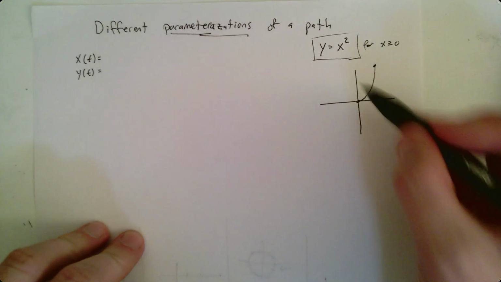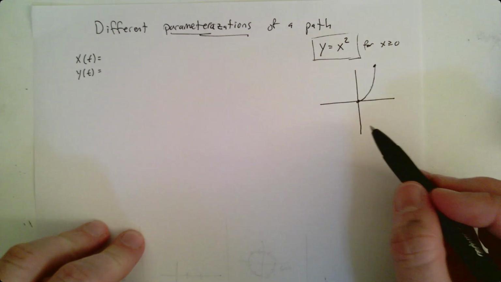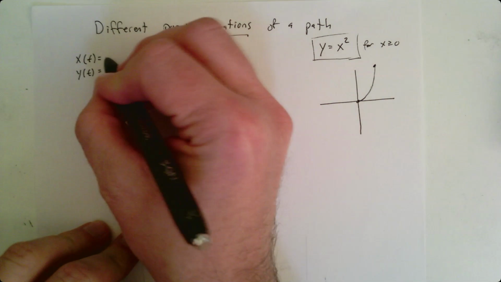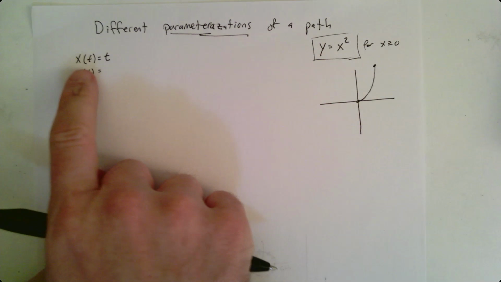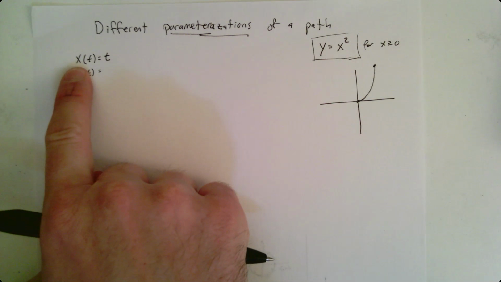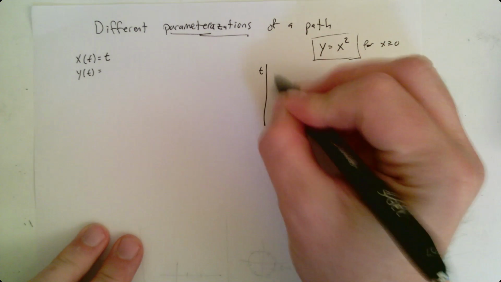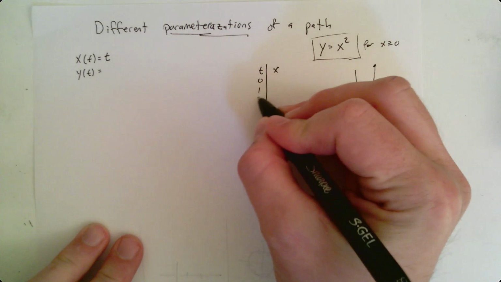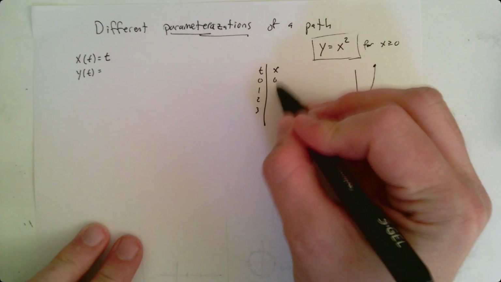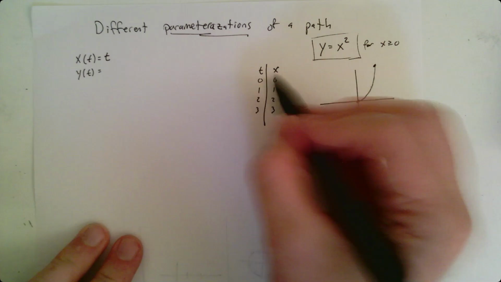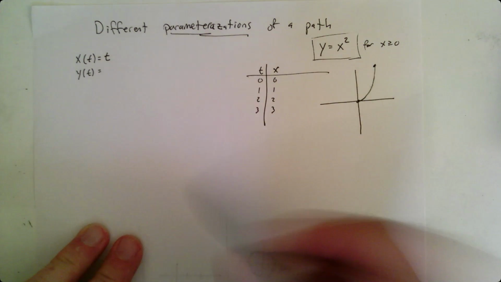If I want to take this equation and make an easy parameterization, I'll just say that my x-coordinates are always the same as time. So if I'm imagining a little table here, at time 0, 1, 2, 3, my x-coordinates will also be 0, 1, 2, 3. And that's just a decision I made.